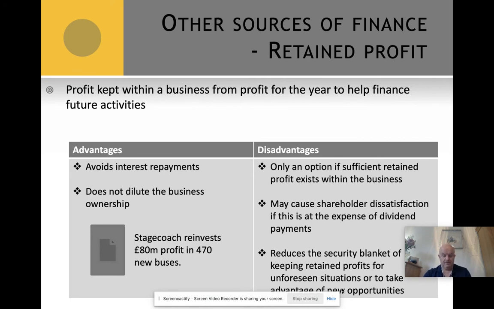Okay. Few examples there: Stagecoach reinvesting £80 million worth of profit in 470 new buses, and clearly lots of organisations will use retained profits where they've been successful in their previous year's trading to actually expand the business and develop it further.